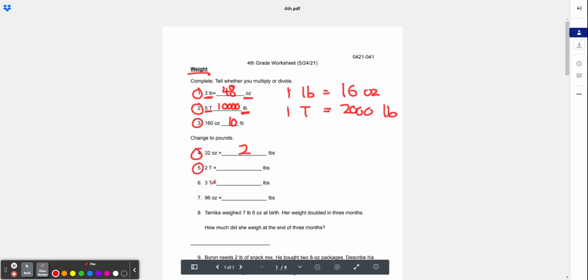Let's try 5. 2 tons into pounds. We know that 1 ton is equal to 2,000 pounds. We multiplied 1 by 2 to get 2 tons. So we're going to multiply 2,000 pounds by 2 as well. And 2,000 times 2 is 4,000. So 2 tons is equal to 4,000 pounds.